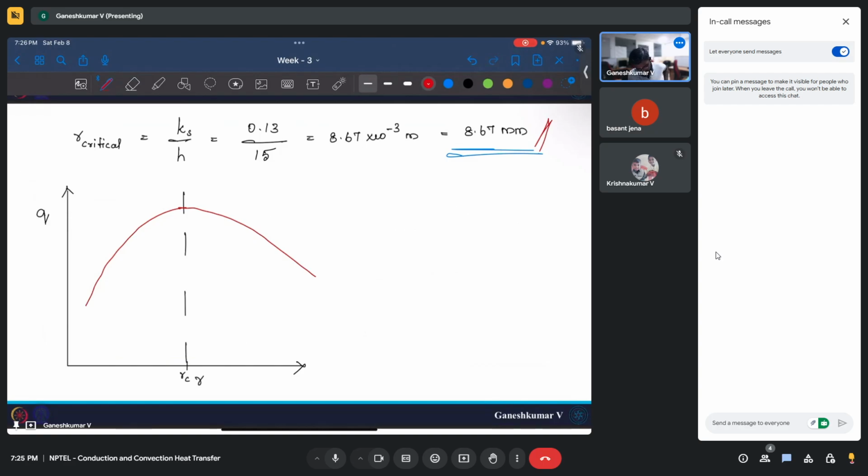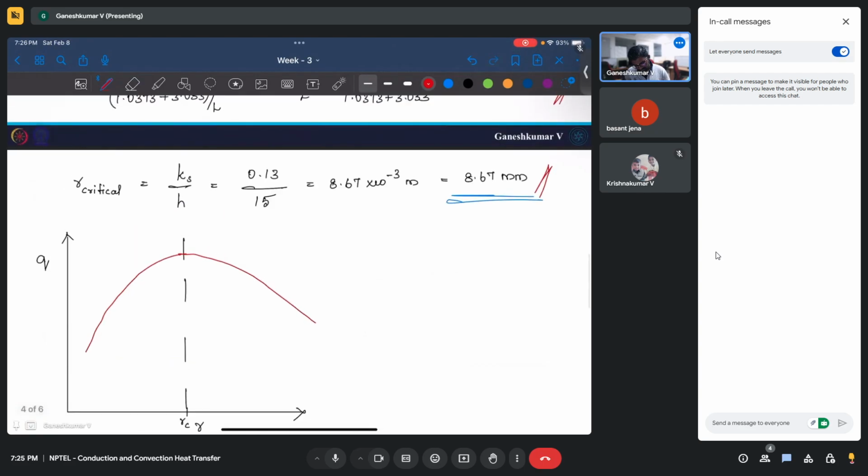convection. So if I continue to increase, let's say if I increase the insulation thickness to 8.67 millimeter, what can happen? I can actually increase the Q through the wire. So I can send more power through the wire, or I can operate it with a higher current, or with higher voltage difference. Okay, so that is what it means.